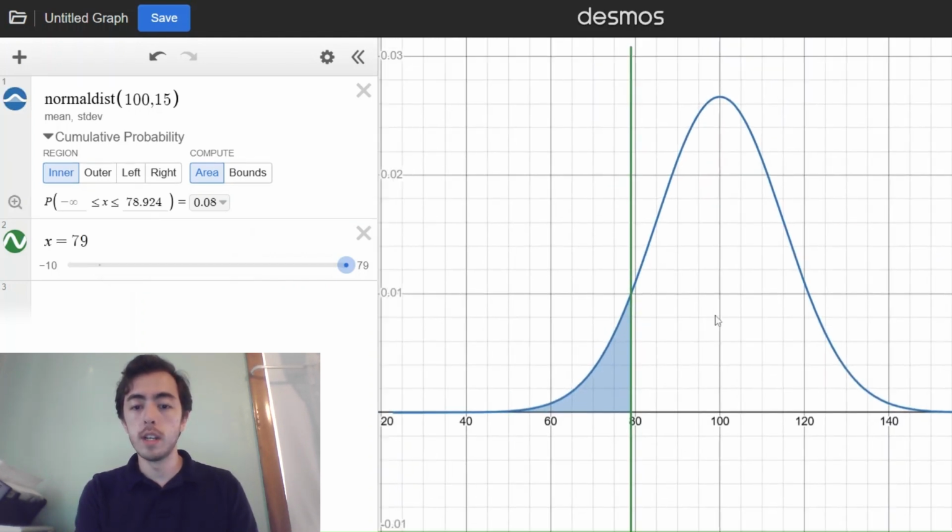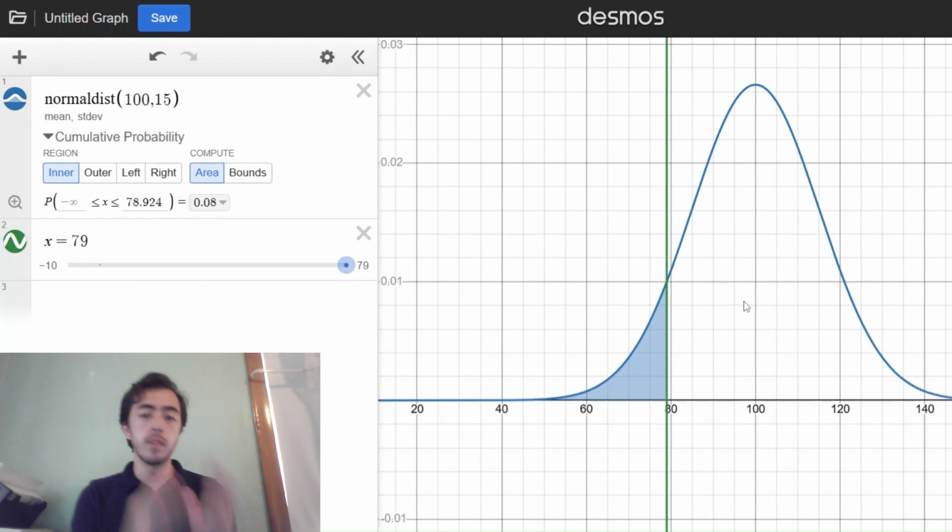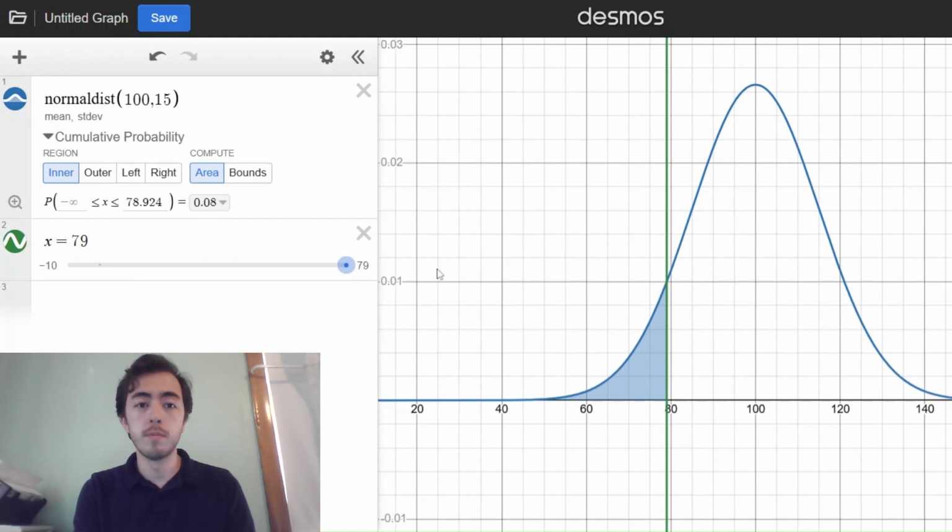So there are 2 ways to solve this problem, either with a z-table or with a graphing or just statistics calculator. And I think we're all done.